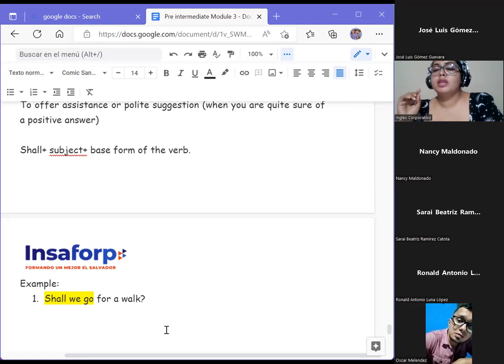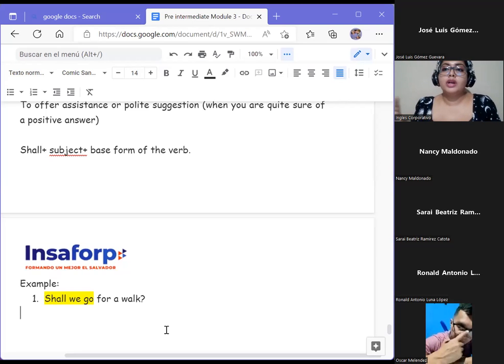Siempre que necesitemos respuestas positivas o que estemos seguros que nos van a dar respuestas positivas, vamos a utilizar estas estructuras. Si le preguntamos a alguien, vamos de paseo, podemos llegar a pensar que esa persona pues quiere ir de paseo, nos va a decir que sí. So in that case, we're going to use the structure. Shall is only used with I or we. Solo lo vamos a utilizar con I, el pronombre yo, and we. Yo, nosotros. With those pronouns, we are going to use shall.